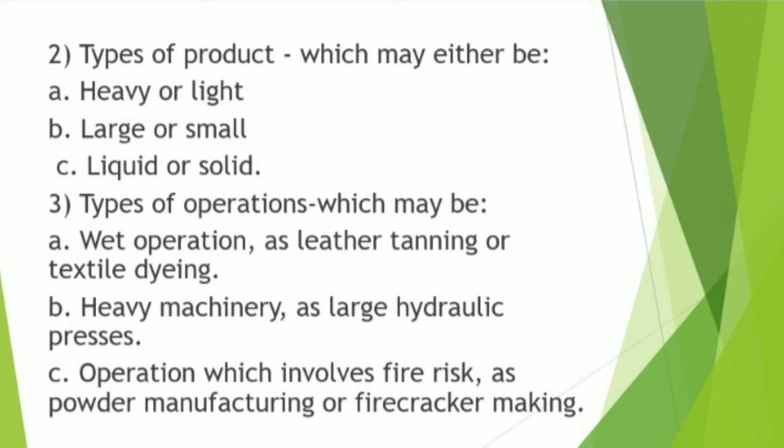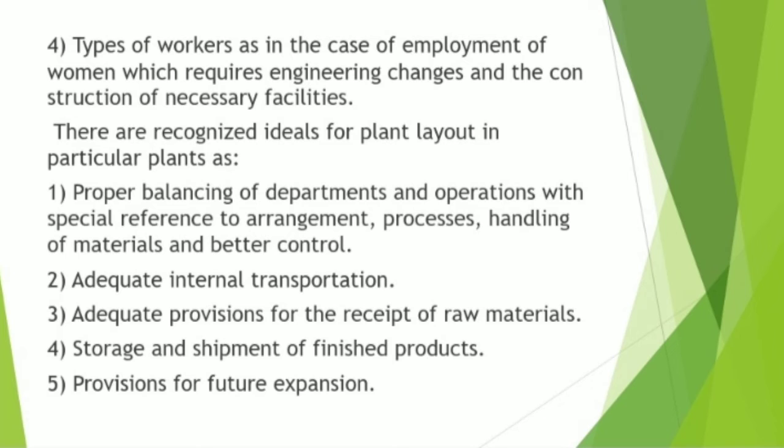3. Types of operations, which may be A. Wet operation, as leather tanning or textile dyeing. B. Heavy machinery, as large hydraulic presses. C. Operation which involves fire risk, as powder manufacturing or firecracker making. 4. Types of workers, as in the case of employment of women, which requires engineering changes and the construction of necessary facilities. These are recognized ideals for plant layout in particular plants: 1.